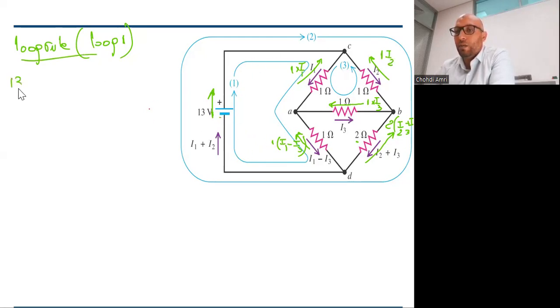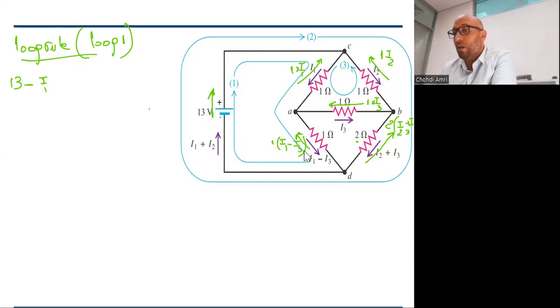We have 13 with the positive direction, then minus 1 I1. Here we don't forget that we are multiplying by the resistance 1. It's not current, it's a potential difference. So let's write 1 I1 to avoid any confusion, because we can't add a potential difference with a current. We add potential difference and potential difference. But in our case, the resistance is 1, so we can write it like that.